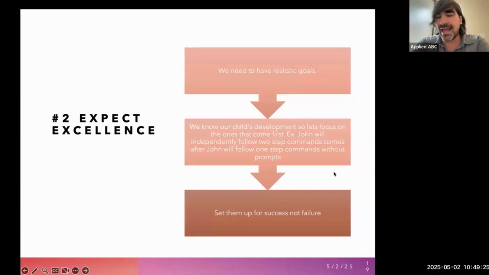Two, expect excellence. So we need to have realistic goals. If a child is not speaking yet, we don't want to ask them to recite the Canterbury Tales from memory. Everything's got to fit with where they are, but we're always pushing, right? We know our child's development, so let's focus on the ones that come first. John will independently follow two-step commands comes after John will follow one-step commands without prompts, and with prompts will probably come before that. And then we set them up for success and not failure.